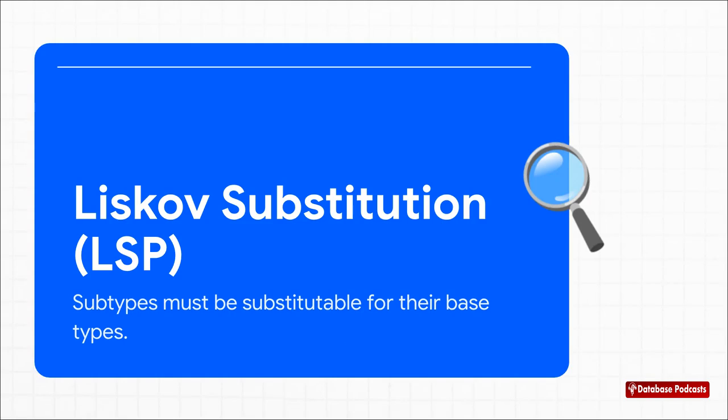And to avoid those bugs, we need to understand the Liskov substitution principle, or LSP. Now, that sounds pretty academic, but all it really means is this. You should be able to use any child class in place of its parent class without things blowing up or acting weird. It has to honor the parent's contract, its expected behavior.